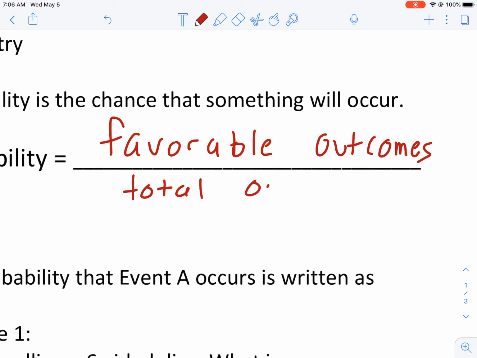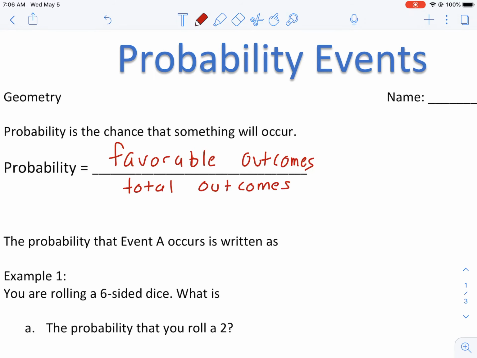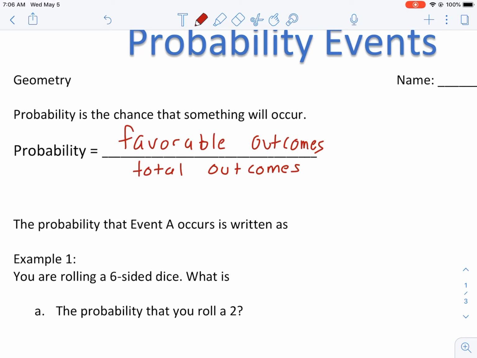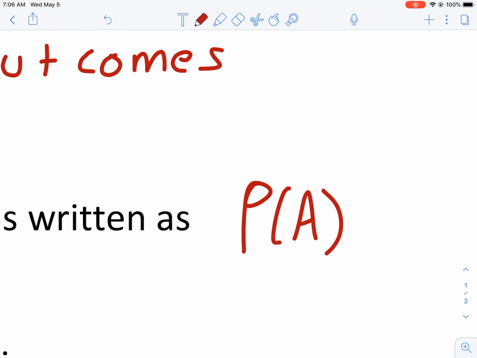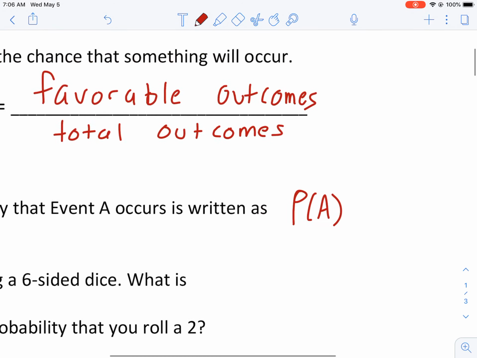So probability can be given as a percent, but it can also be given as a decimal, okay, or a fraction. When we talk about probability, all right, there's a lot of special notation for probability. So the probability that event A will occur, and A could be anything that you label it as, okay? It's just like a variable. It can be written as P of A. Okay, so P obviously stands for probability, and A would be event A.